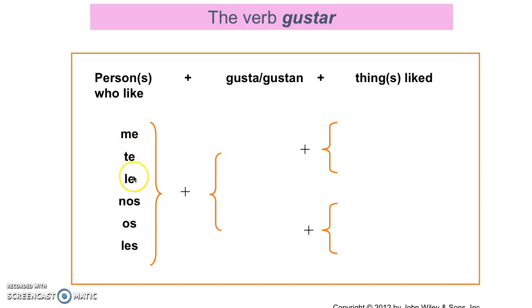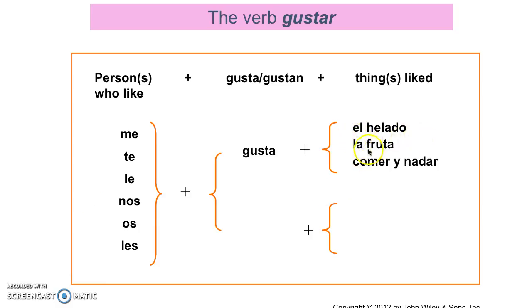So here we have me, te, le, nos, os and les. Remember, we don't have to worry about os. That corresponds to vosotros. Okay? And then we're going to choose one of the two conjugations of gustar, gusta and gustan. Okay? So let's look at when we use gusta first.